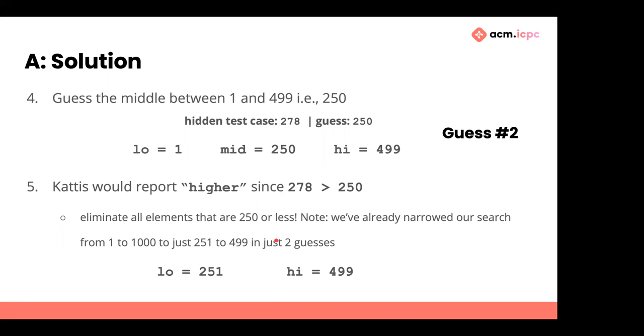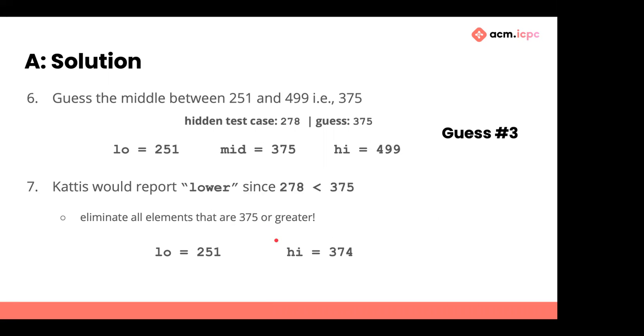Again, we repeat the same process and we make a new guess, which is the middle of 251 and 499. Again, the middle is just the average. So we make the guess 375, which is our guess number 3. And again, we ask Caddis what it thinks about 375, and it says that the number it wants is smaller than 375.